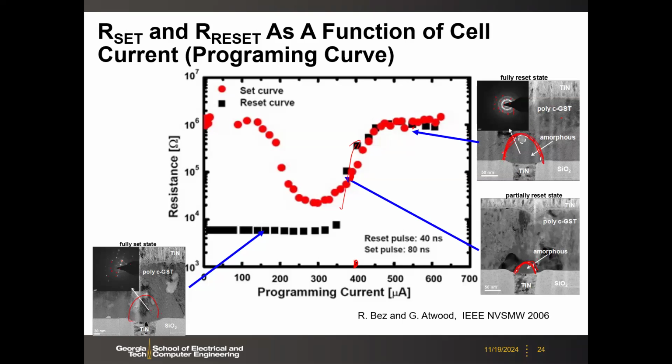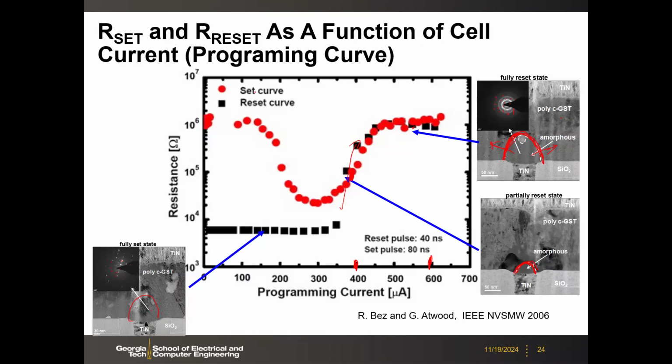So here, this is the way you get the multi-level states, right? Depending on the programming current, 400 versus 600 microamp, because at 600 microamp you are going to get higher current, higher temperature. So this temperature gradient will extend further away. You create a larger dome here, right? Then you can get multi-level states in this case.